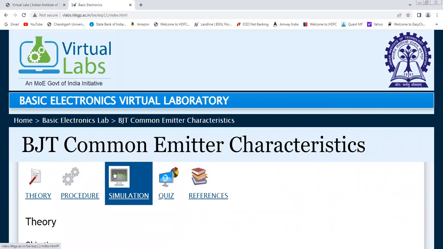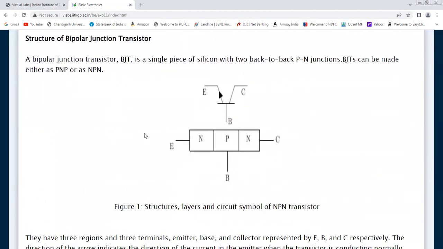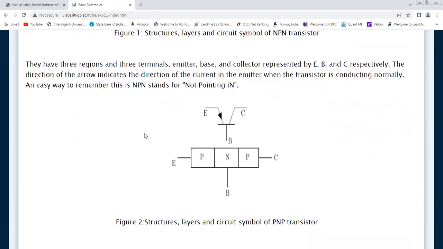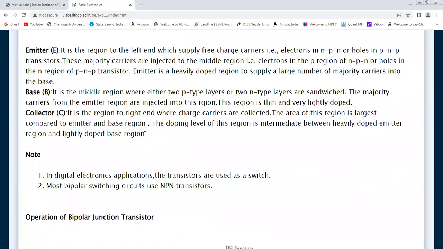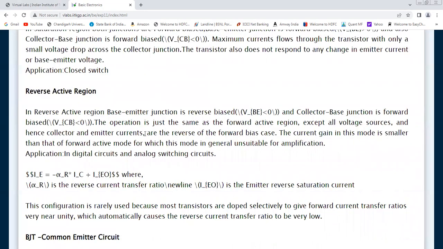But the name of our experiment is different. It is to study the input-output characteristic of a common emitter amplifier. Here it is written BJT common emitter characteristic, so it will have both the input characteristic as well as the output characteristic. First, the theory is given about BJT, which we had already discussed in the theory classes, like the symbol for NPN transistors, then the PNP transistor symbol, and a brief introduction about emitter, base, and collector and the different regions.